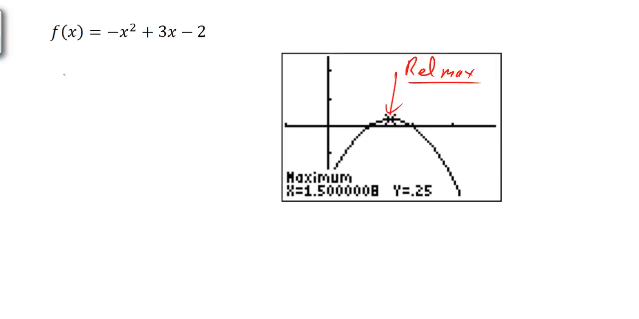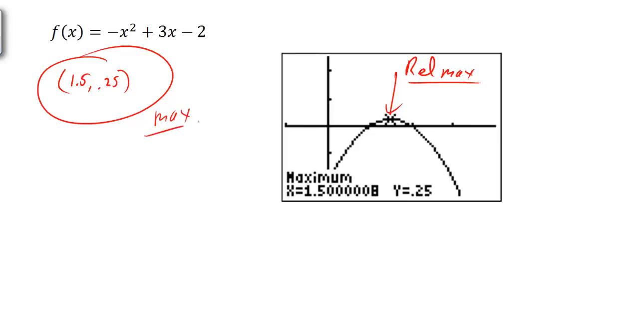So there's your relative maximum point. You have 1.5 and 0.25. Okay, so that's pretty easy. All you have to do is locate that relative maximum point. All right, our next example.